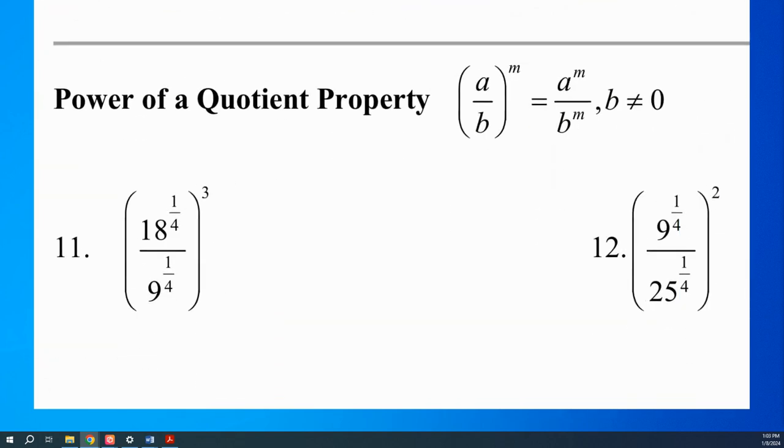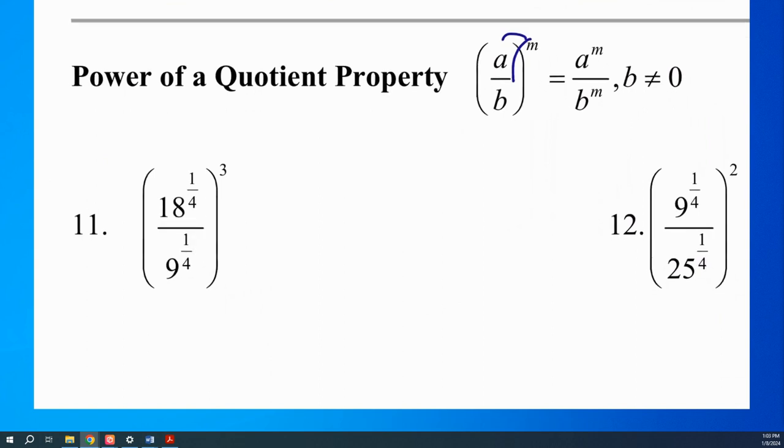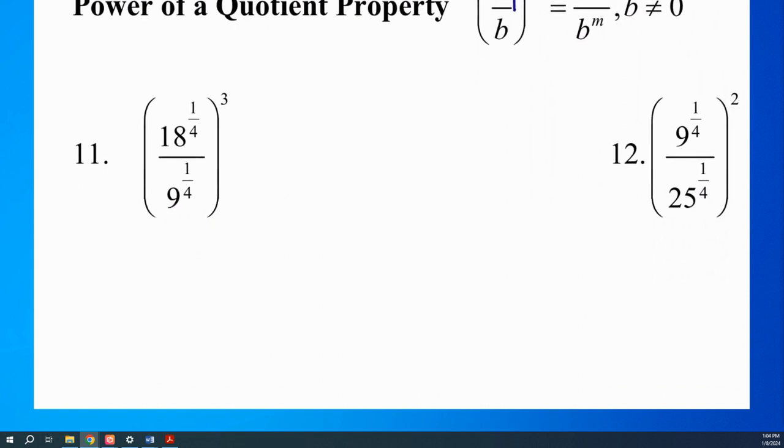Alrighty. Again, we can also distribute that exponent out to both pieces. And we can also go the opposite direction. So if they both have that power, we can actually take it out of both. So looking at number 11, do you see how they're both raised to the 1/4? Okay, so one thing we're actually allowed to do is instead of just distributing that 3 out, I can rewrite this as 18 over 9, and I can take out that 1/4 from both of them.